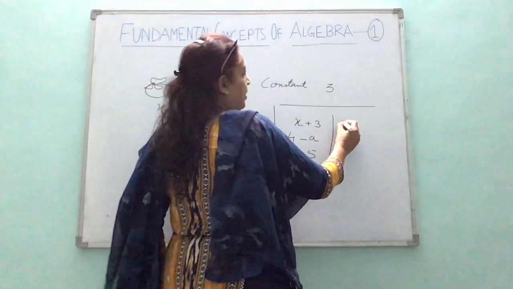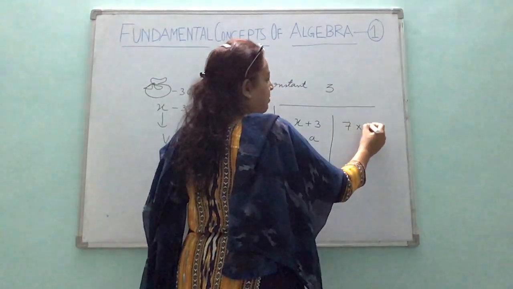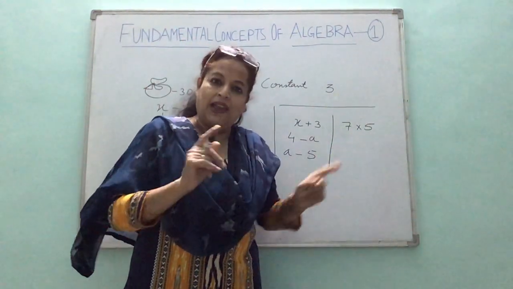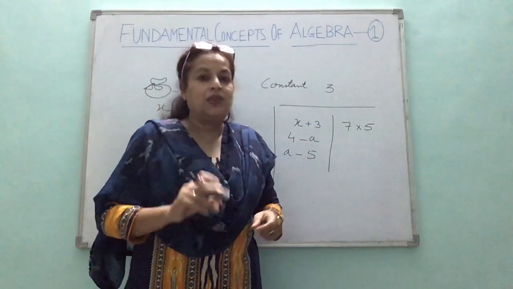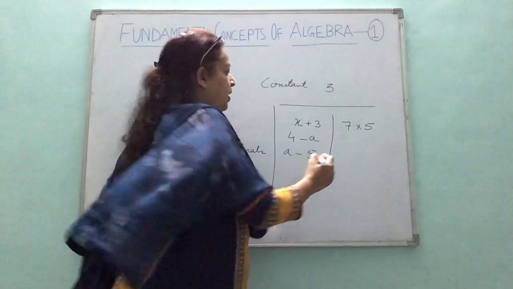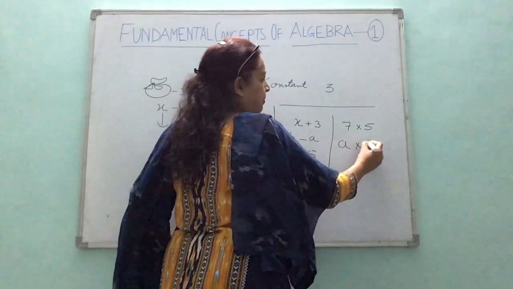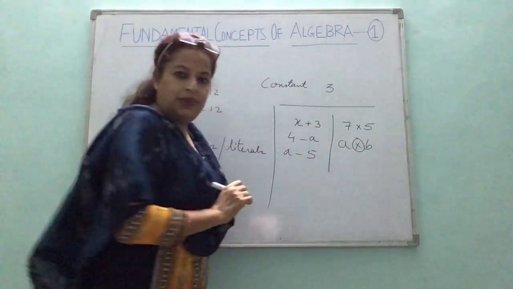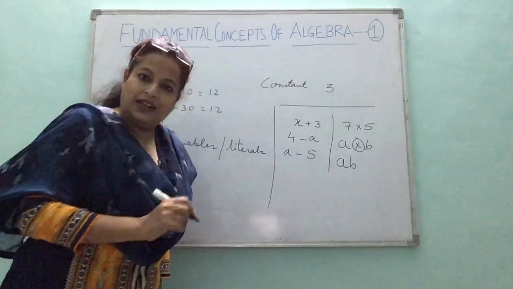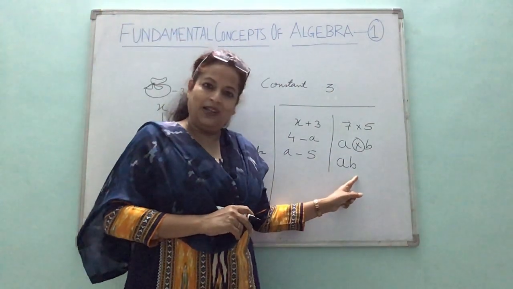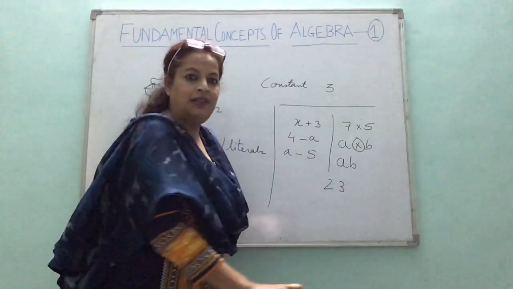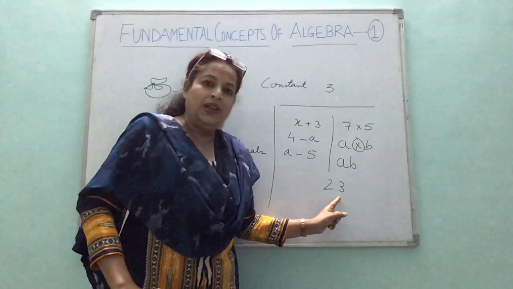When you are multiplying 7 and 5, in arithmetic you write 7 into 5. But in algebra, this cross can be confused with x. So we do not write the multiplication symbol. Most of the time, in fact, we do not write it. If two variables are multiplying, we do not put this symbol. We just write one after the other, and it is understood to be multiplying. In algebra, it is multiplying. See, if I am writing 23, now here, 2 and 3 are not multiplying.